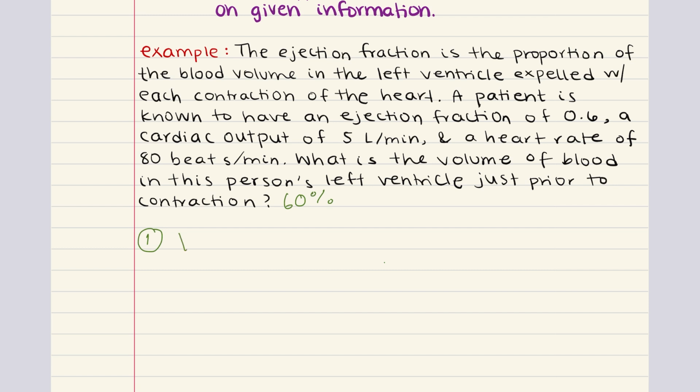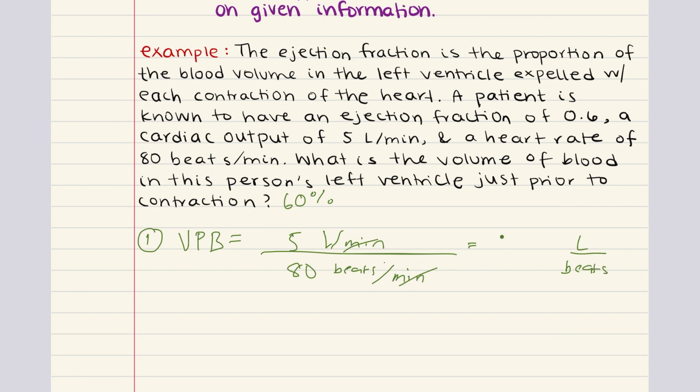the heart rate. So the volume per beat is equal to 5 liters per minute divided by 80 beats per minute. Notice that the units of minute cancel out. We're going to get our final answer in units of liters per beat. And if we calculate this, we get 0.0625. So the heart ejects 0.0625 liters of blood with each beat.